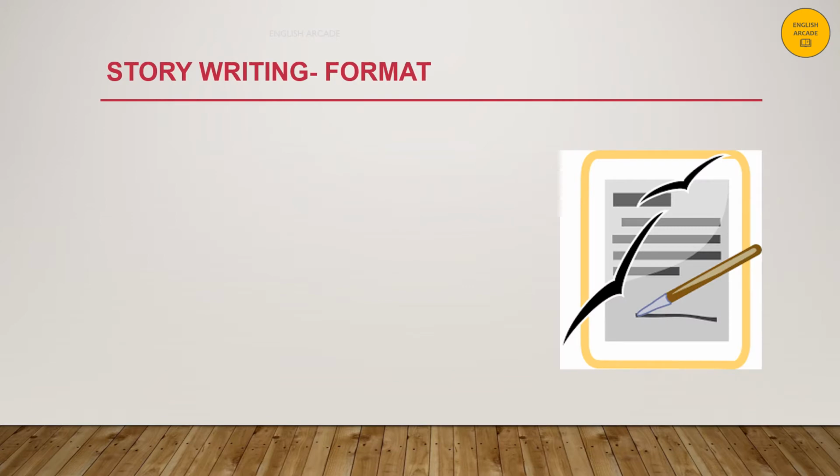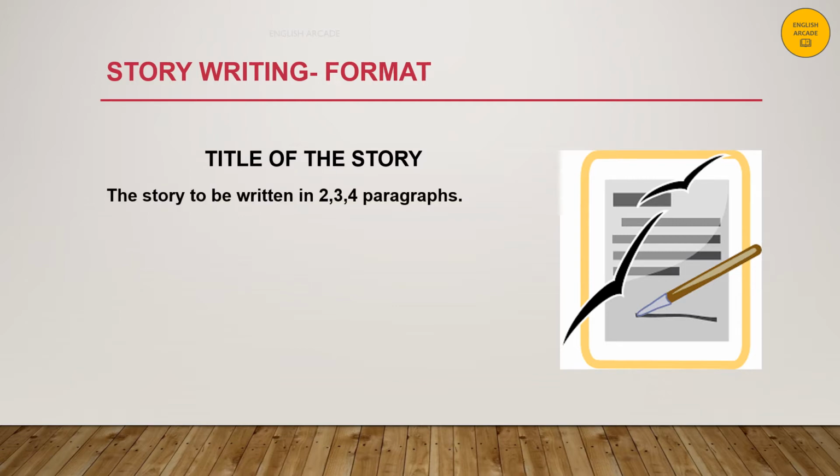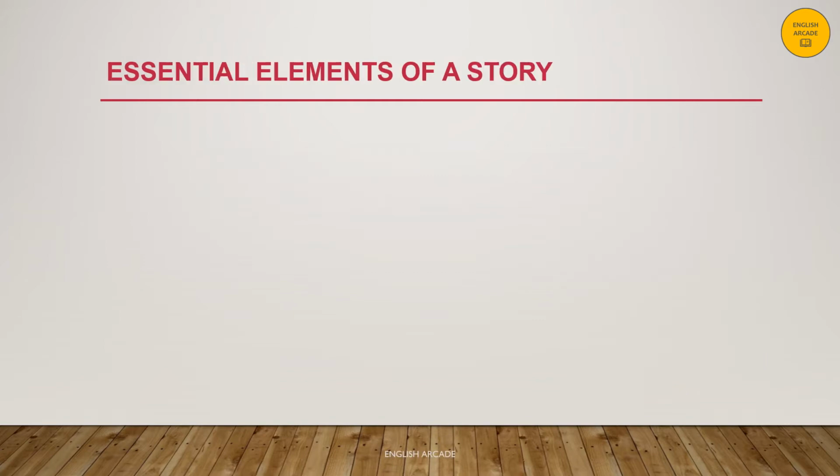So does story writing have a format? Yes, it has a format, a simple one. Each story must be given an appropriate title, and the title is to be written right on top in the center. This is followed by the body of the story, which is written in 2, 3, or 4 paragraphs depending on the word limit. Let us look at the essential elements of a good story.